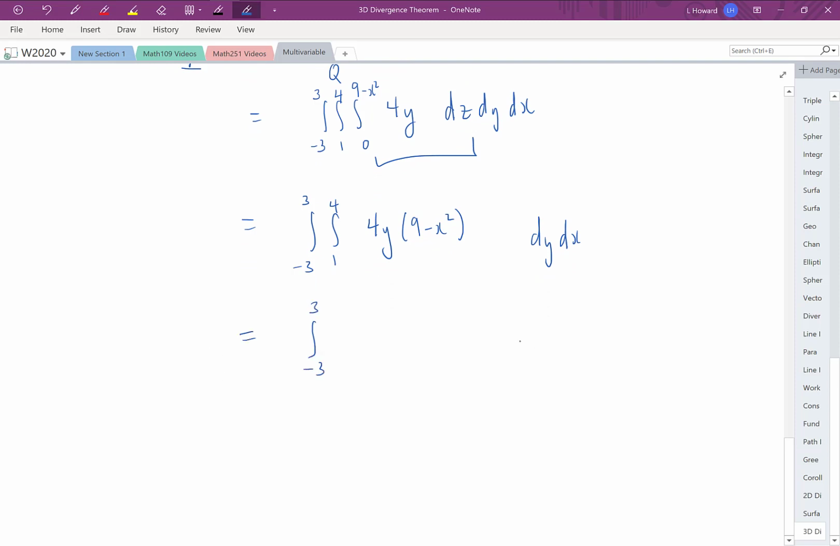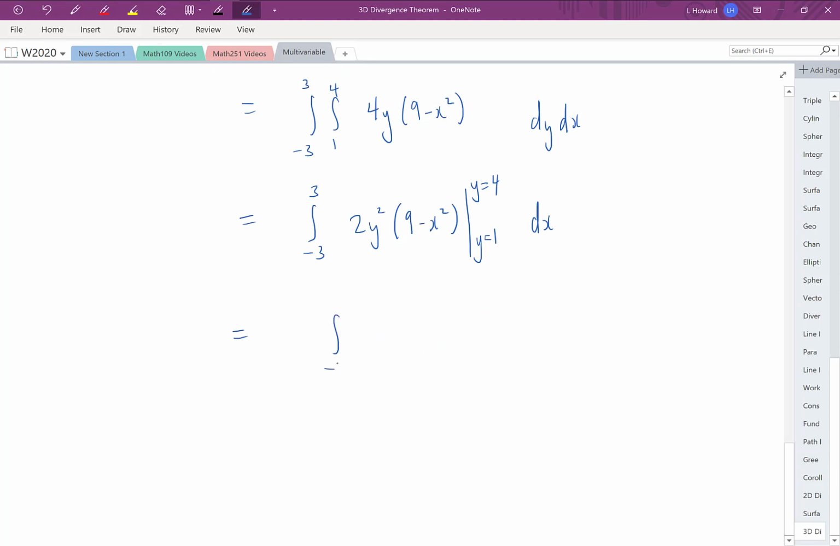So then we're ready to integrate with respect to y. Keep our outside differential on there. Integrating with respect to y, we'd have 2y squared times 9 minus x squared, and that's going to get evaluated at y equal 4 and y equal 1. All right, so we've still got our integral from negative 3 to 3 on here, and let's evaluate. So plugging in here, we'd have 32 times 9 minus x squared minus 2 times 9 minus x squared. Or if you did that a little bit more quickly, you could just keep that 9 minus x squared factored, and you could say that's 30 times 9 minus x squared.